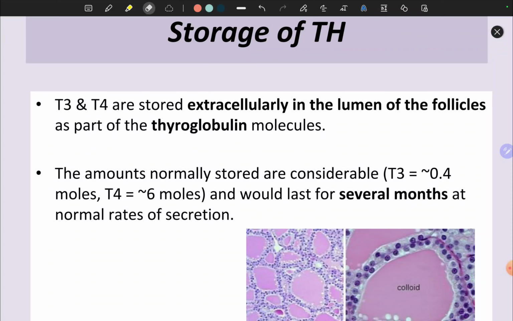So it needs 2 to 3 months for thyroid disease to appear, because there is a sufficient amount of thyroid hormone stored inside the follicles of the thyroid gland.